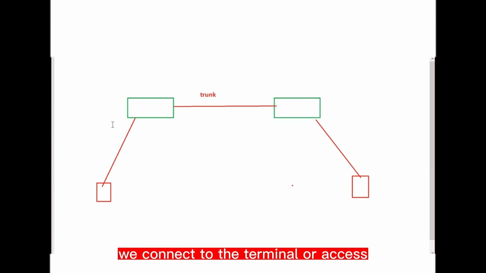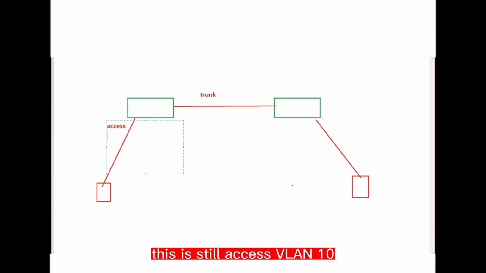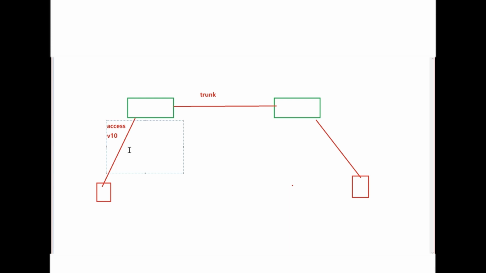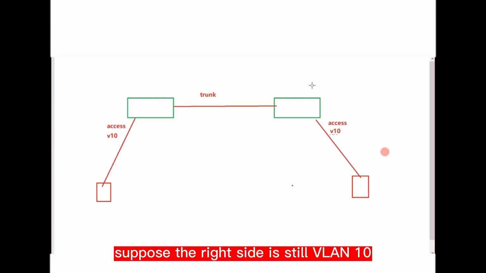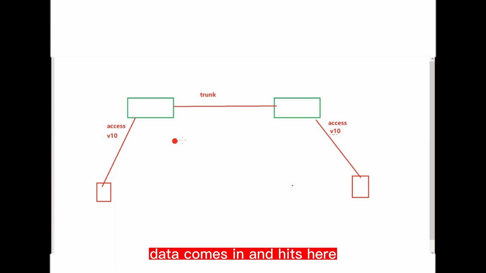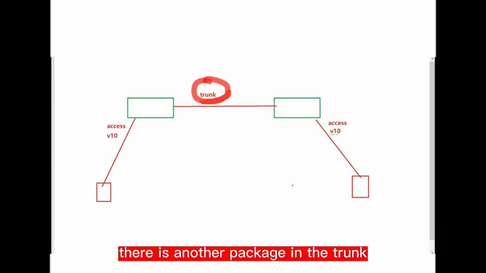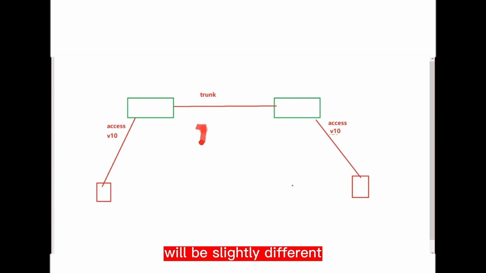The links we connect to the terminal are access. For example, this is still access VLAN 10. Suppose the right side is still VLAN 10. Let's see how it goes. It's easy here, so let's not talk about it. Data comes in and hits here. There is another package in the trunk, which will be slightly different. We go in here first.